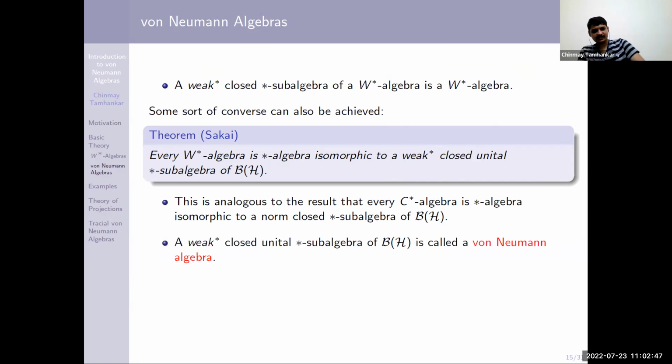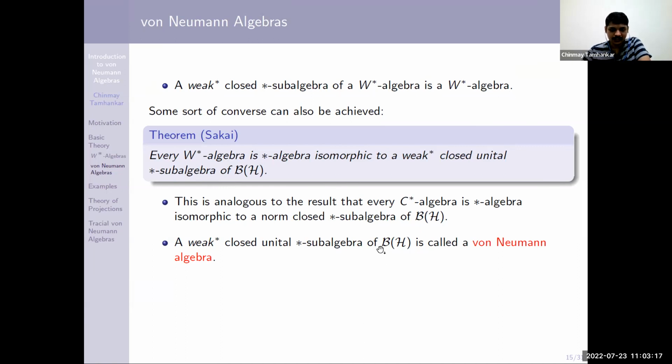And okay, so this is the definition of a von Neumann algebra. It is a weak star closed unital star subalgebra of B of H. And hence, what Sakai's theorem says is that every W star algebra is isomorphic to a von Neumann algebra. And by this first bullet point, since B of H is a W star algebra, every von Neumann algebra is also a W star algebra. So in some way, these two notions are the same.